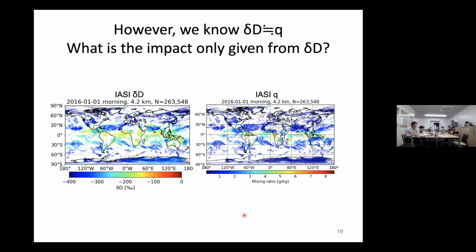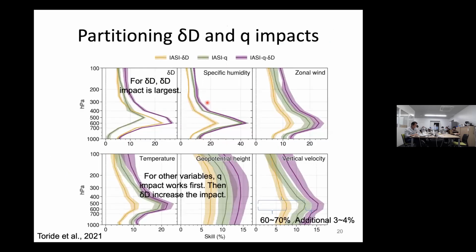And also there was a question that because delta D and the humidity have very similar characteristics, for higher the humidity, higher the delta D. So what is the unique influence or unique benefits of delta D was also investigated by a similar method. But in that case, ERC Q and delta D were assimilated simultaneously, or only humidity was assimilated, or only delta D, the isotope, was assimilated.